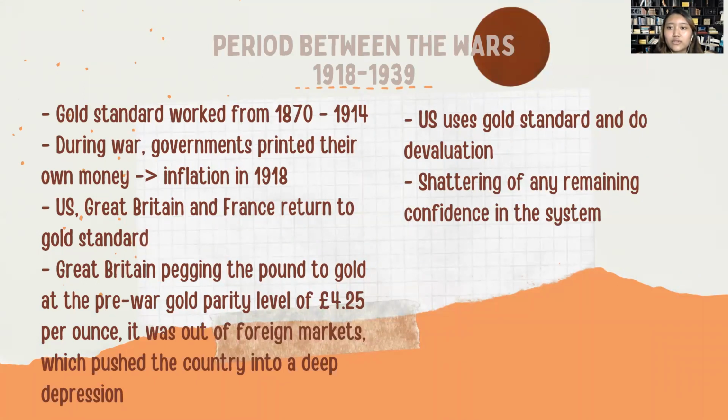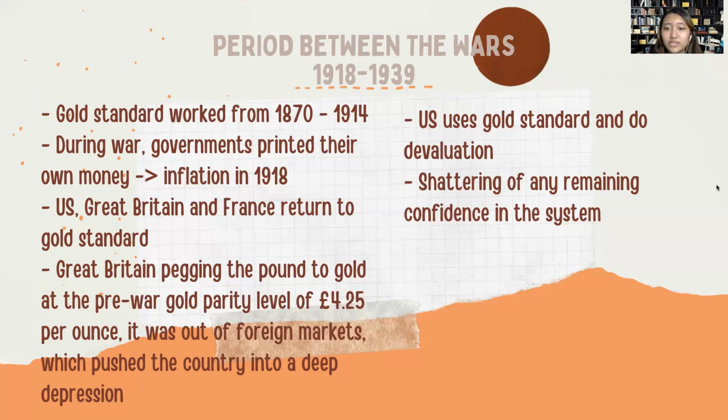So this is the period between the wars when the gold standard is applied. First, the gold standard worked reasonably well from the 1870s until the start of World War I in 1914, when it was abandoned. Then countries printed more money and caused inflation in 1918.